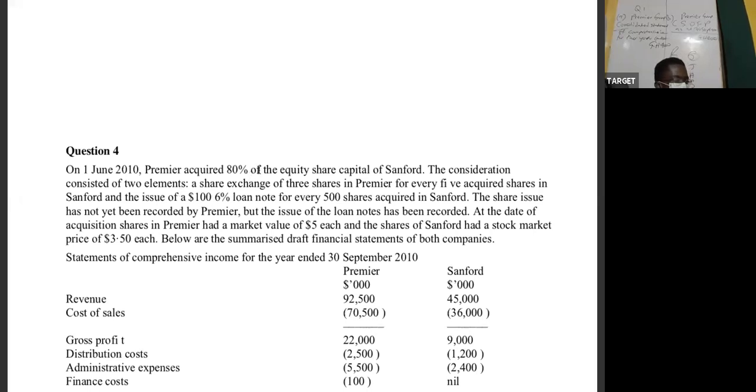Now, he acquired 80% of the equity share capital of Sanford, the subsidiary. So the consideration consists of 2 elements. A share exchange of 3 shares in Premier for every 5 acquired shares in Sanford, and the issue of a $100 6% loan note for every 500 shares acquired in Sanford. Like I said, he acquired a person and issued a loan note.